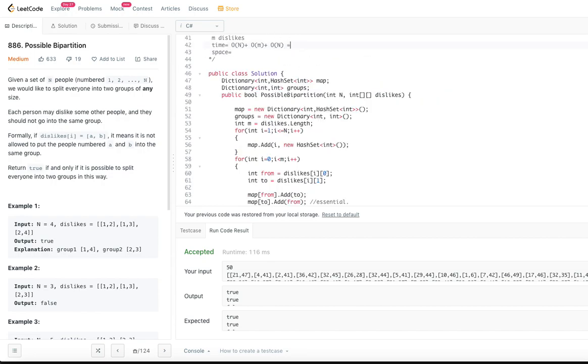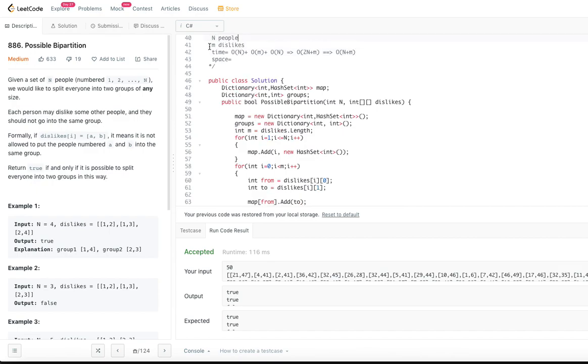So what does that mean? The overall time complexity will be order of 2n plus m. Since we are going to remove all the constants from the big O notation, we will say order of n plus m is the time complexity. So what is that n and m? You need to remember that n is the number of people, m is the number of dislikes.